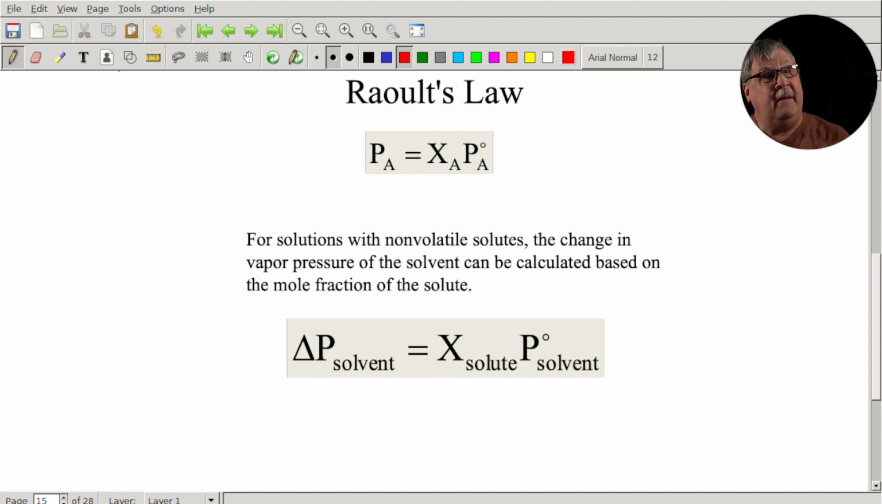All right, so that's assuming that the solute does not contribute to the vapor pressure over the solution. Another way of looking at it is you could say the change in the vapor pressure of the solution, or of the solvent, is related to the mole fraction of the solute. That's less often used, but occasionally it is used.